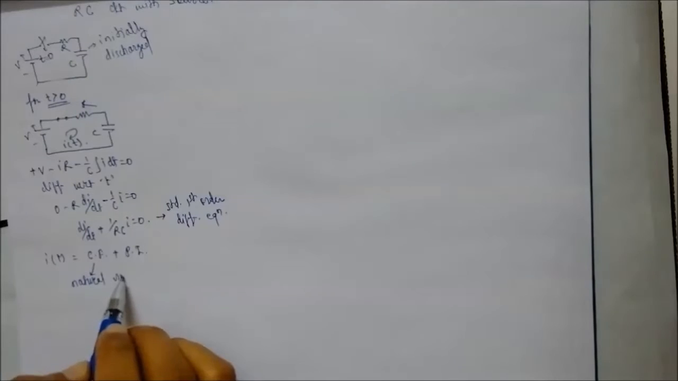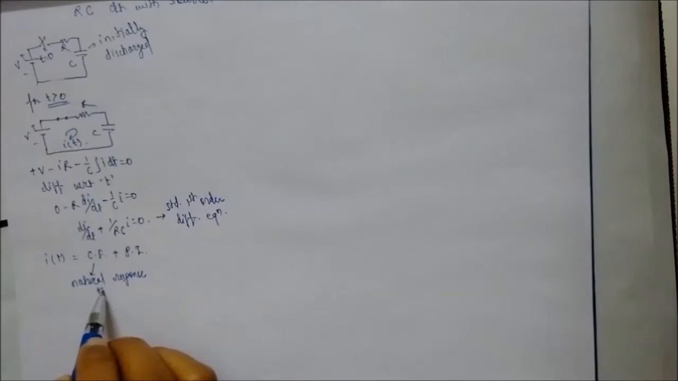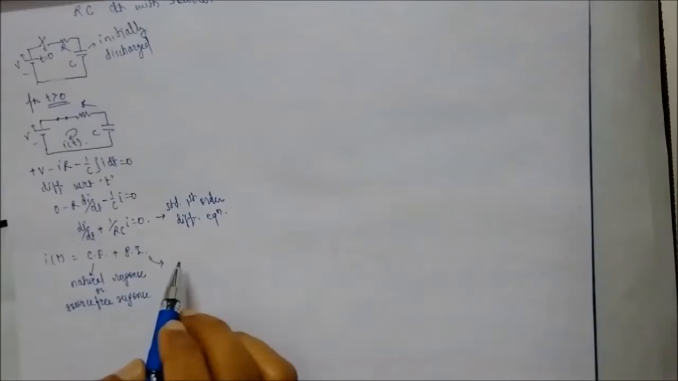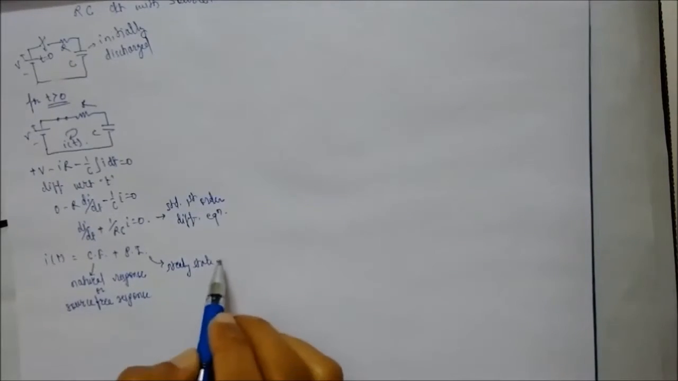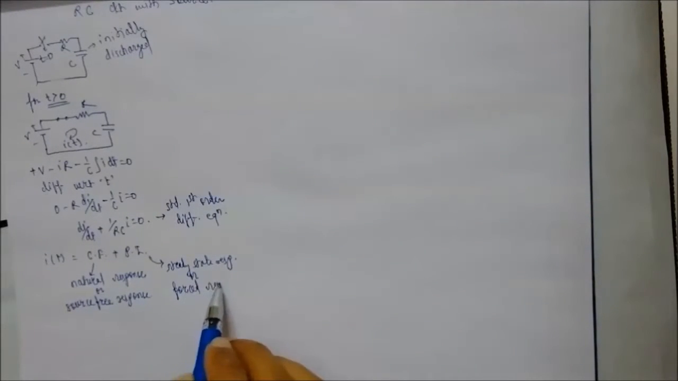The complementary function is nothing but the natural response or source free response, and the particular integral is called the steady state response or forced response. The complementary function is also called the transient response. First we will see the particular integral, that means the steady state response.